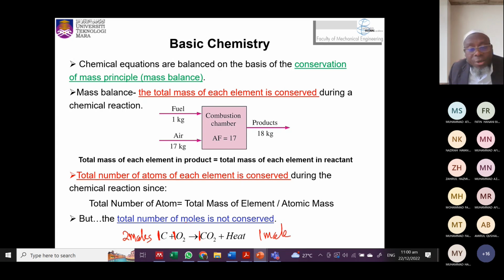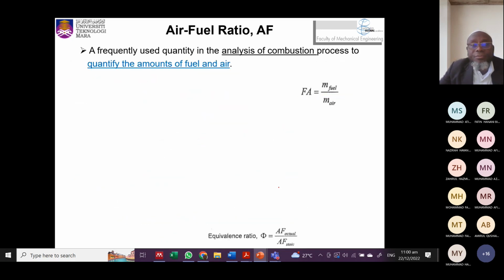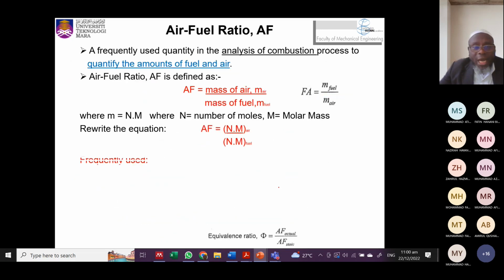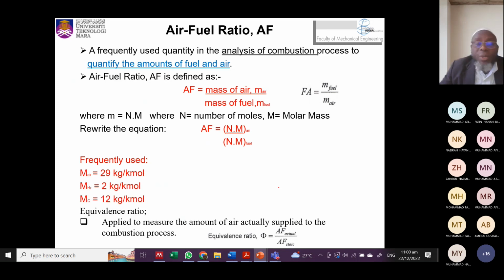So it is not always necessary that the total number of moles has to be conserved, but the mass has to be conserved. The number of atoms also needs to be conserved. You understand? So that's the concept here. Now we come to other very important definitions as well.